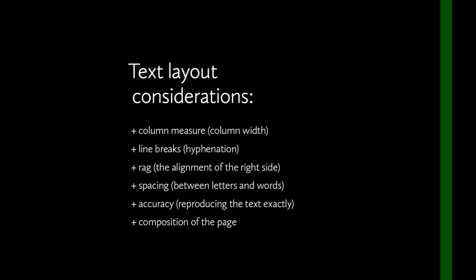So for text, there are many layout considerations. One is the column measure, which is the width of the columns of your text. Another is line breaks, which is your hyphenation, how words break when they get to the end of the line. The rag, which is the alignment of the right side, which is very closely related to your line breaks or your hyphenation. Spacing, spacing between letters and words, and also the vertical spacing of your leading are all very important for text layout.